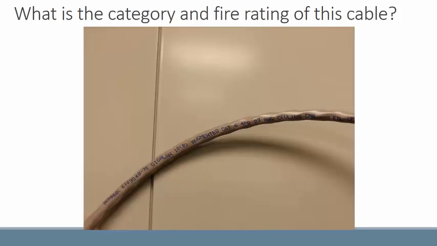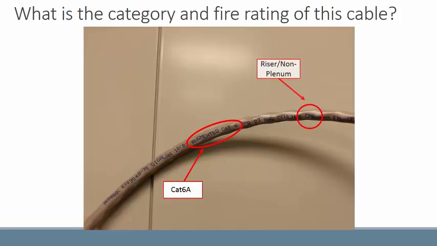What type of cable is this? Let's examine the cable prints. It reads that it is augmented Cat 6, and it reads that it is CMR, which stands for Communication Riser. Let's see. It says Cat 6A, riser non-plenum cable.